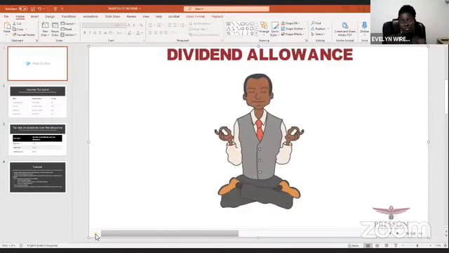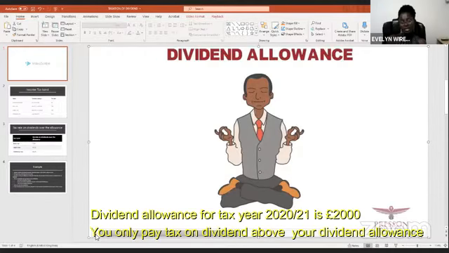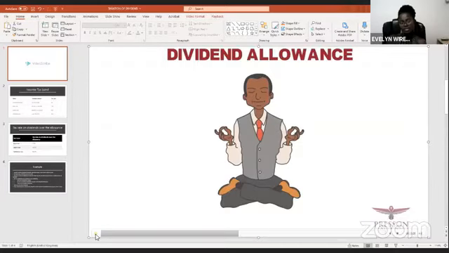Another thing that I want to introduce to you is dividend allowance. You also get dividend allowance each year. You only pay tax on any dividend income above the dividend allowance. You do not pay tax on dividends from shares in an ISA. ISA is individual savings account. But let's look at what we have on the screen and we can go into a bit more detail on dividend allowance.